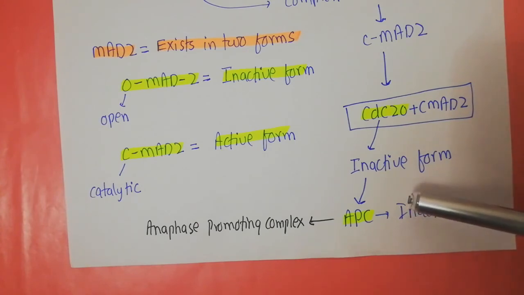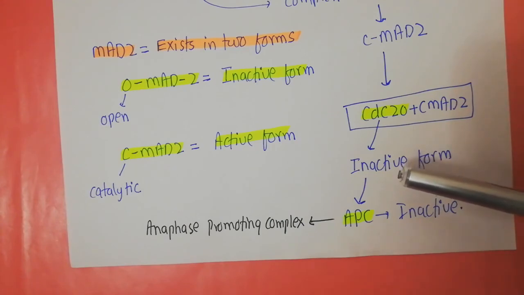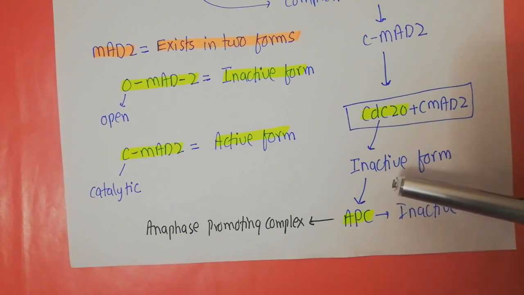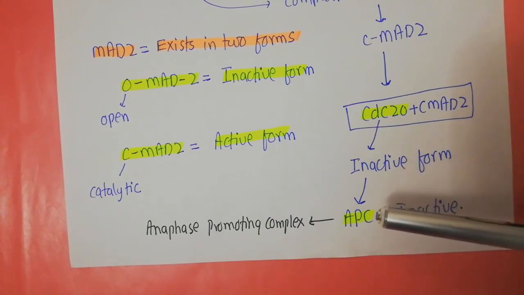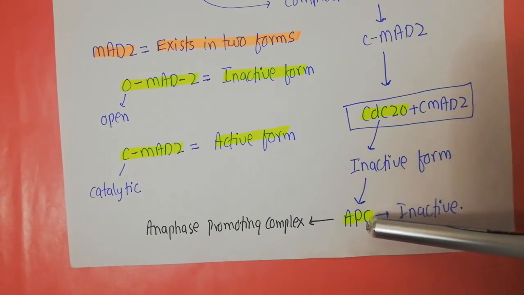This is how the unattached kinetochore signals that the cell cycle should be arrested in the metaphase, and it should not be allowed to move into the anaphase, because if you allow this, you are going to have abnormal cells, and these abnormal cells can create a problem in the body. Now, what are the functions of the anaphase promoting complex? We will discuss that in the next video.